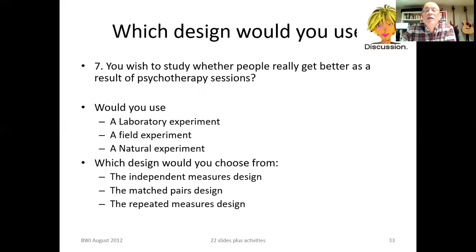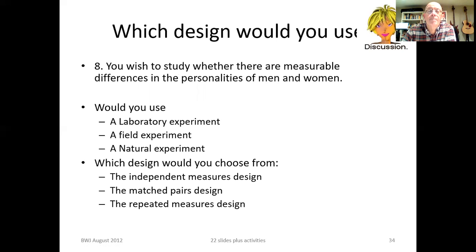You have to study whether people really get better as a result of psychotherapy sessions. What would you use then? We wish to study whether there are measurable differences in the personalities of men and women. What kind of study would that be?